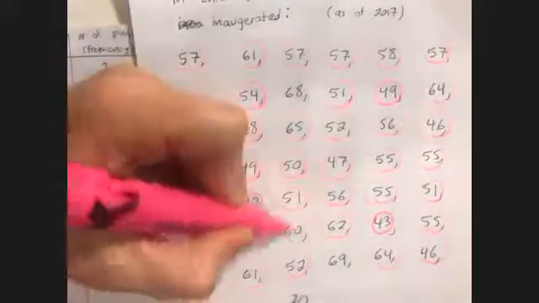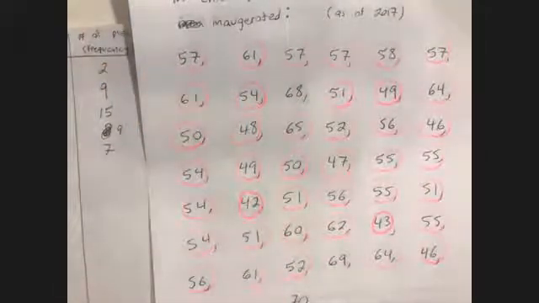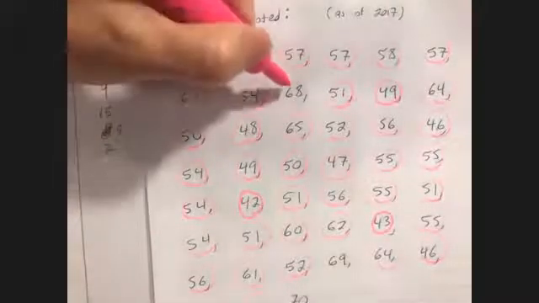Maybe I missed something. 61 to 65. 1, 2, 3, 4, 5, 6, 7. All right. As I counted this, I noticed I missed that 60. That was the one I missed earlier. Sorry about that. And then 66 to 70. We don't have much left. 1, 2, 3.